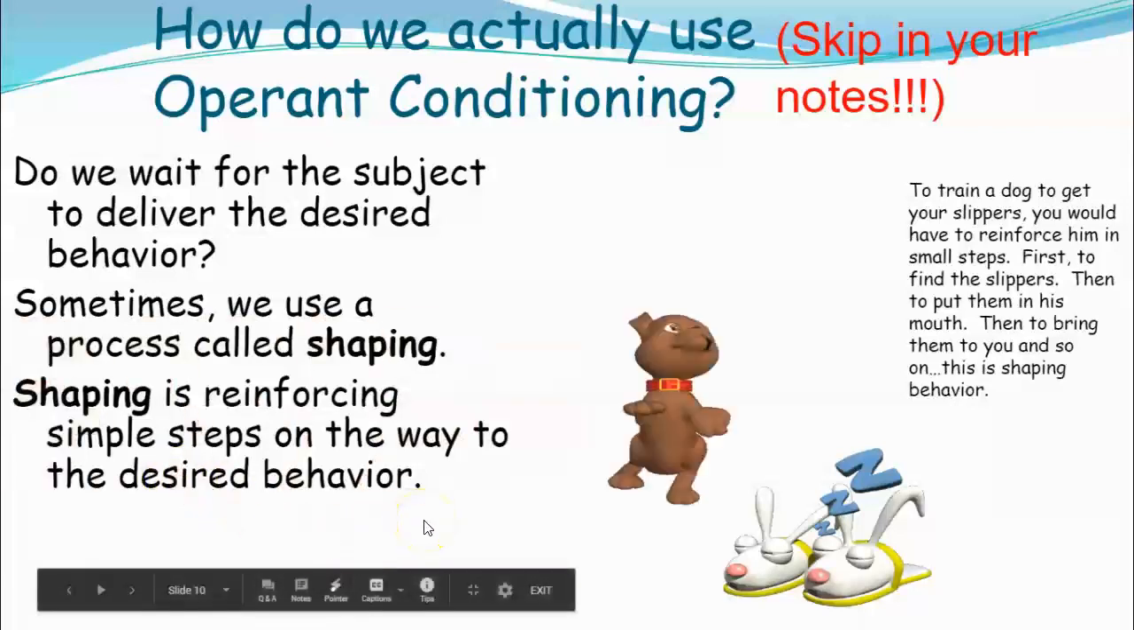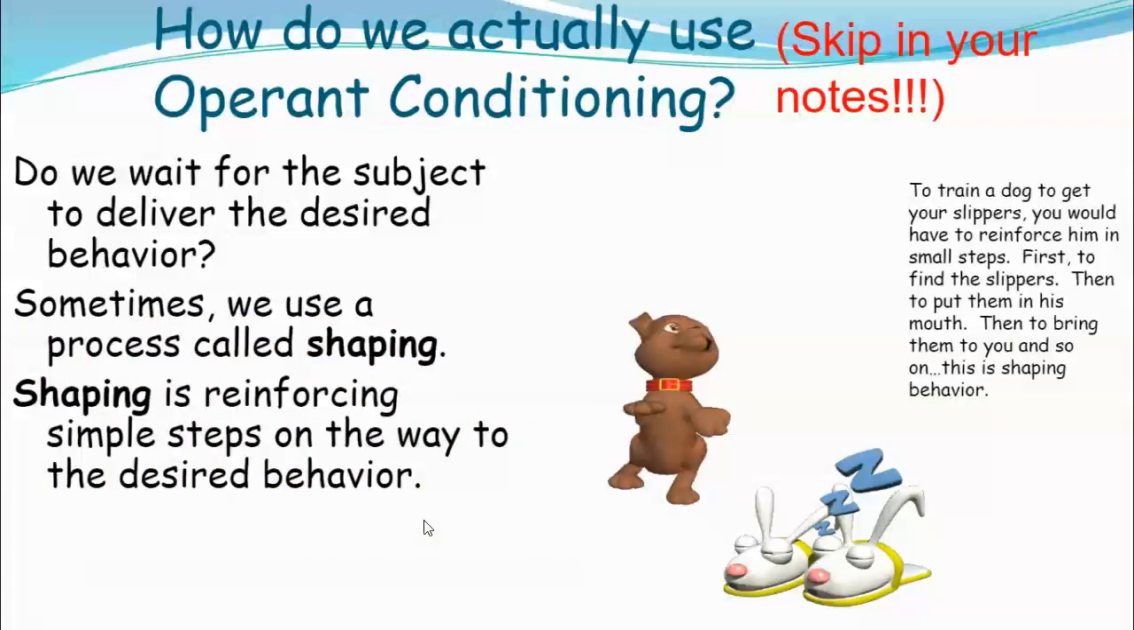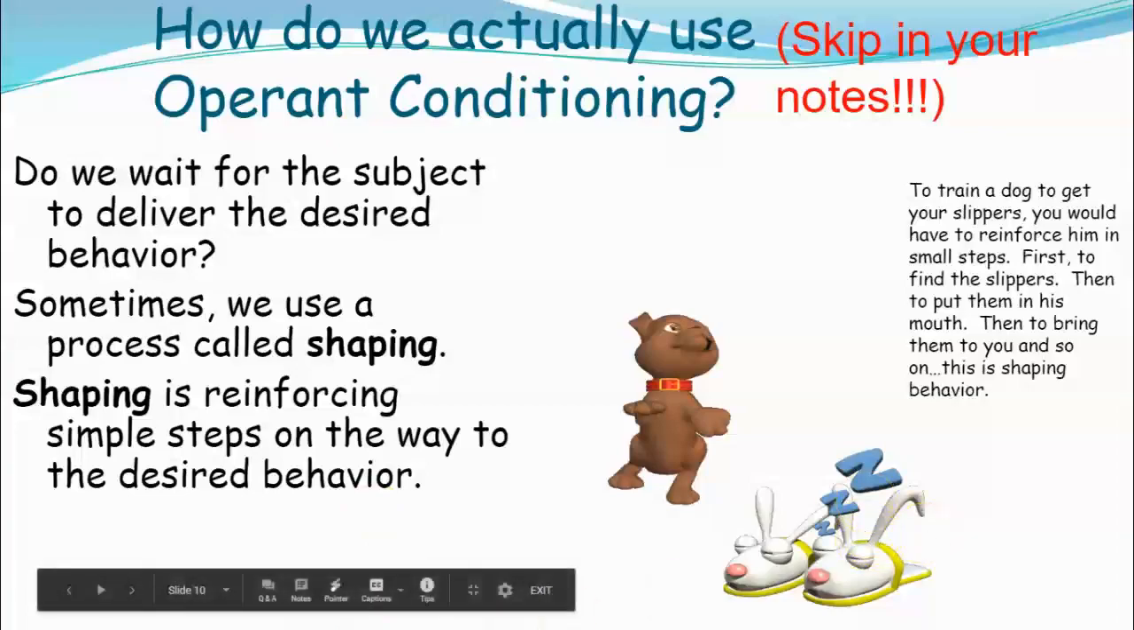So let's say we wanted to train a dog to get your slippers. You would have to reinforce him in small steps. First to find the slippers. Then you put them in his mouth. Then you'd train him to bring them to you, and so on. This is shaping behavior.